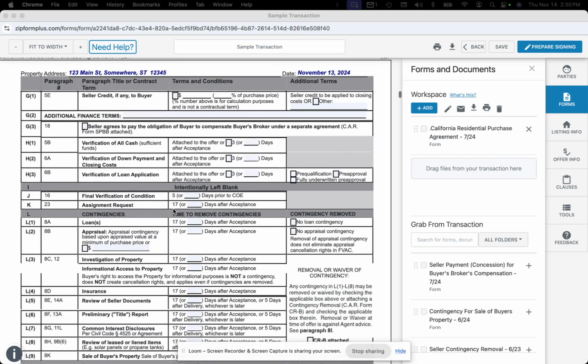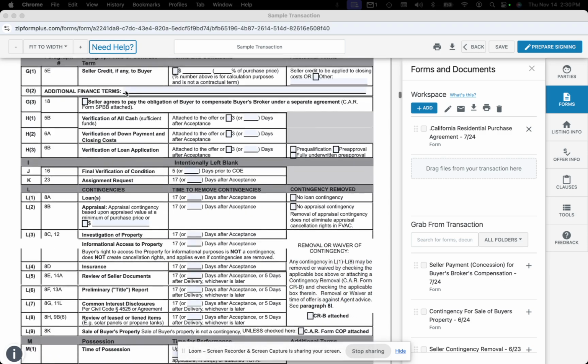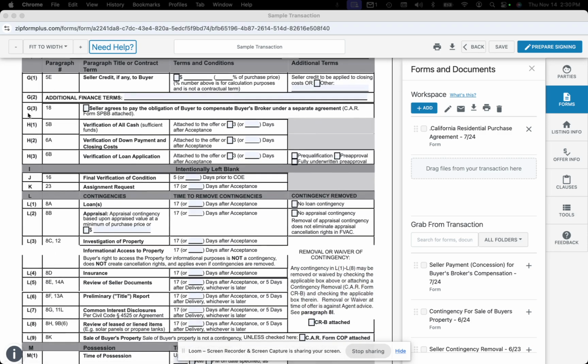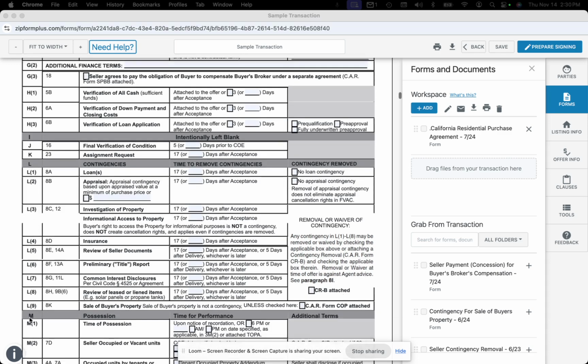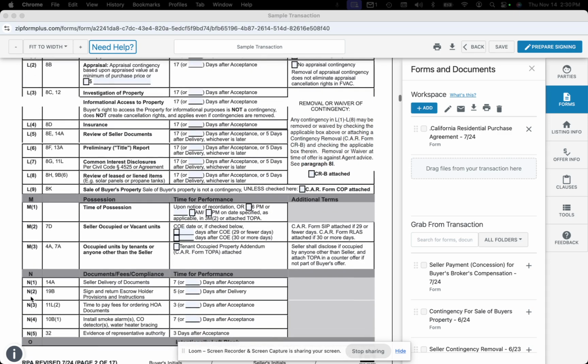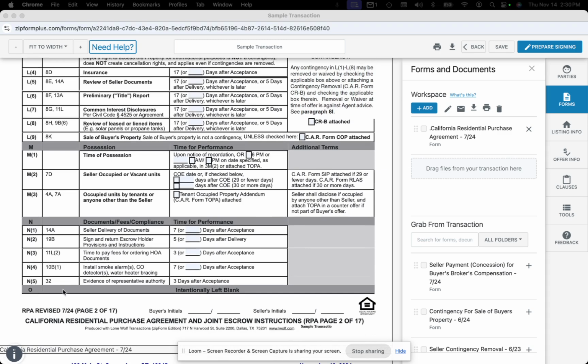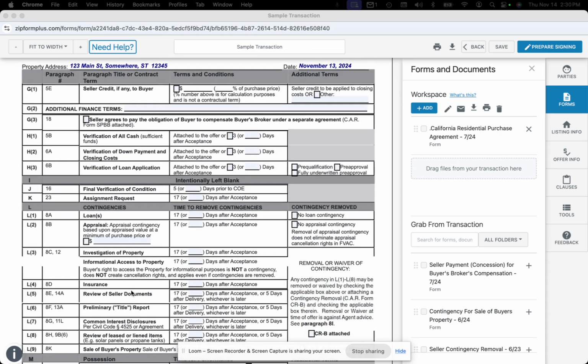So you'll notice at the top of page 2, we continue on by entering the property address as well as the date. And then we continue on with sections G, H, I, which is again intentionally left blank, J, K, L, M, N, and O, which again is left blank. So that's what we're going to work on now in this video.